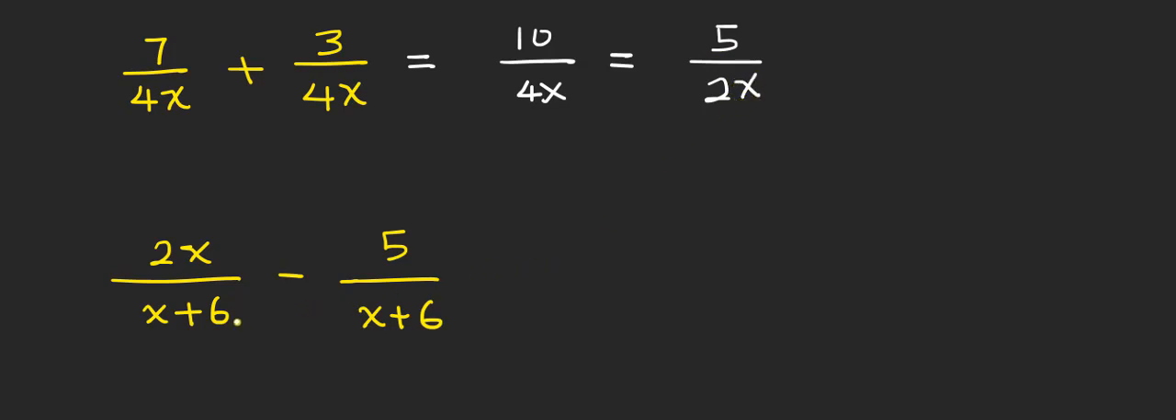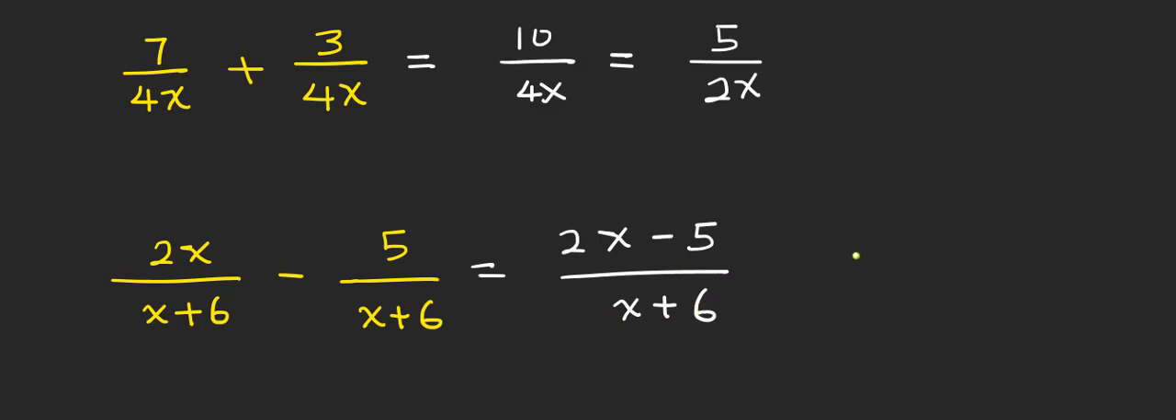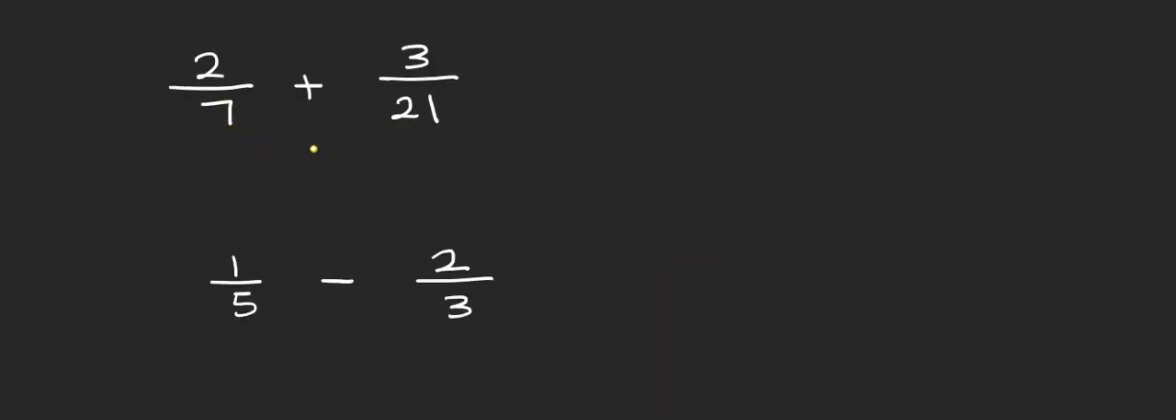What about this one? Again, you have the same denominator, so you can subtract the numerators. You get 2x minus 5 over x plus 6. And this is as far as you can go. What if you had different denominators?